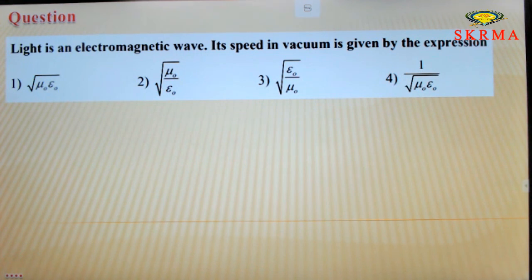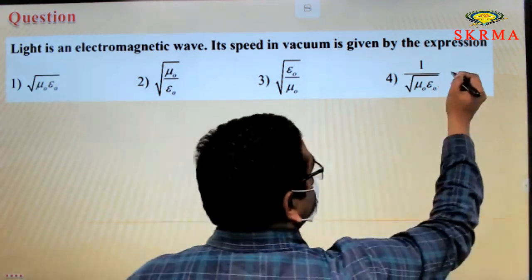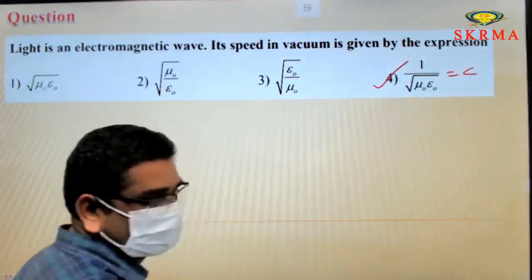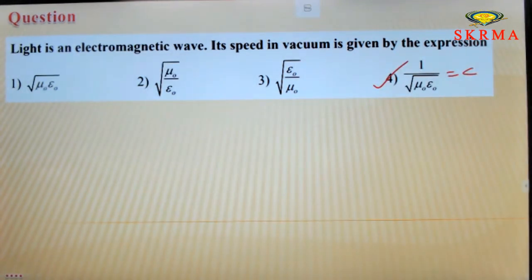Next. Light is an electromagnetic wave. Its speed in vacuum is given by, so velocity of electromagnetic wave, this one. C equal to 1 by square root mu naught epsilon naught.